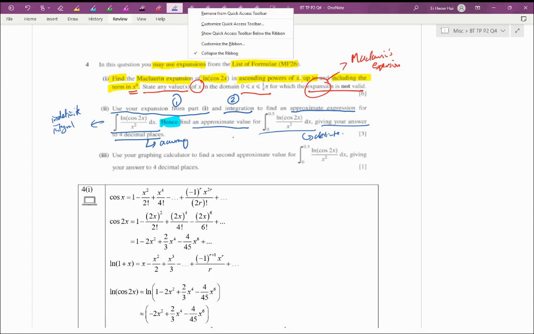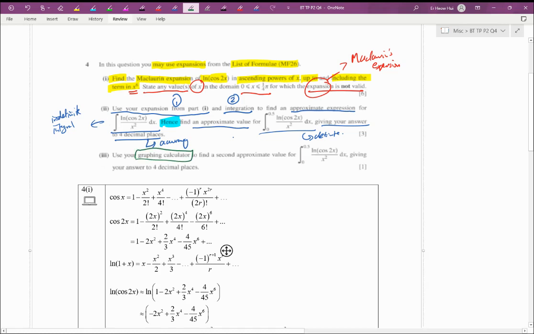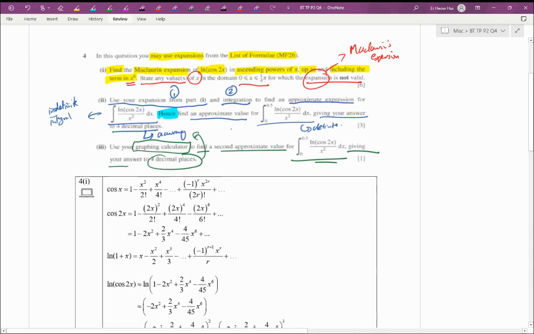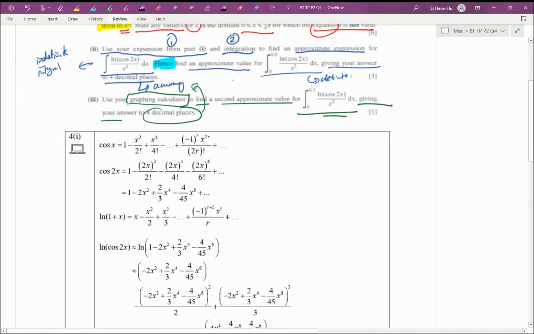Alright, next, you are told to use your graphing calculator to find a second approximate value for this definite integral, giving your answer to 4 decimal places. Again, this points to accuracy. Okay, let's look at part 1 of the question.